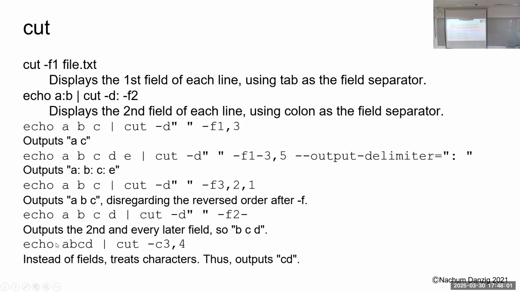Output second and every later field. Now here's a different case. Look at this. Echo ABCD with no spaces. So now I do a cut, not with a delimiter. There's nothing delimiting these things, so I do a different kind of thing. I do cut and then minus c, which is character. Characters 3 to 4 will print out C and D. Character 1 is A. There's no character 0.